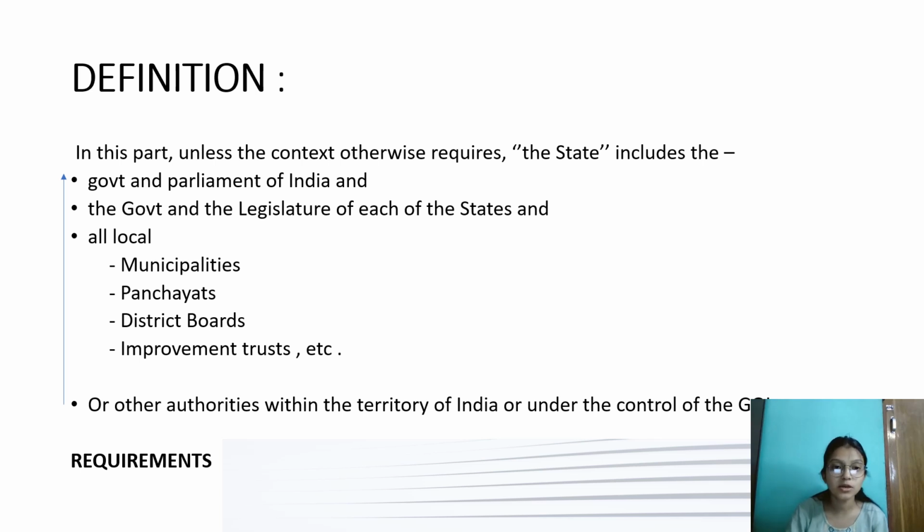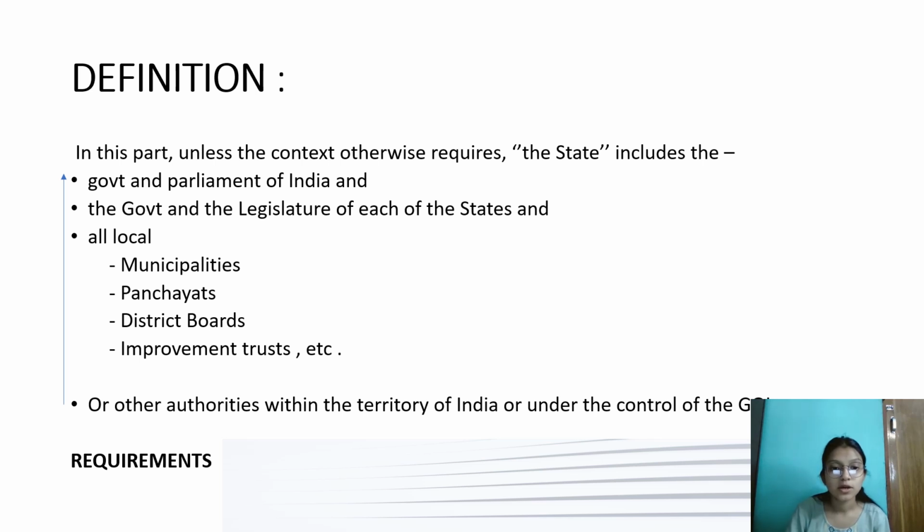When we see the requirements and ingredients that Article 12 has, it's these four. First, the government and Parliament of India can be considered as state. Again, the government and the legislature of each of the states will also be called state, and all local authorities such as municipalities, panchayat, district boards, improvement trust, and other such categories will be listed under all local authorities, and other authorities within the territory of India or under the control of the government of India.